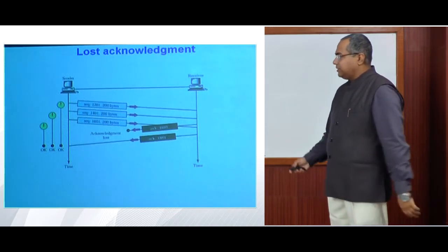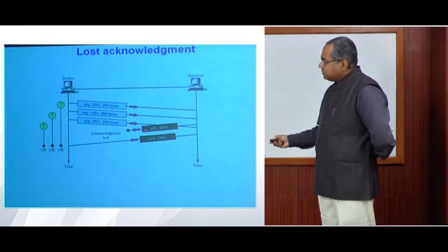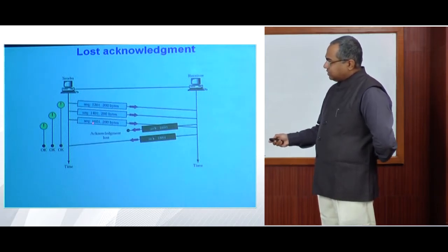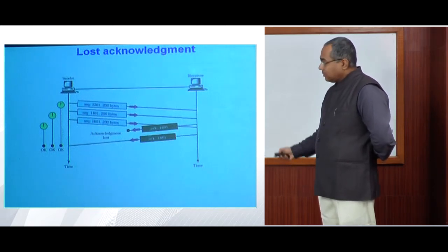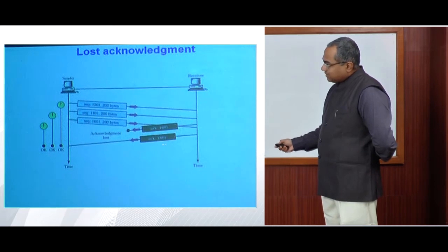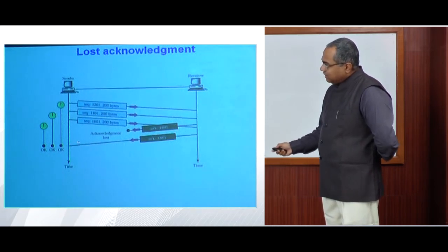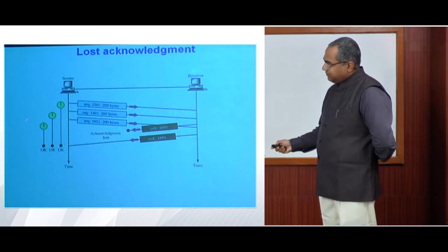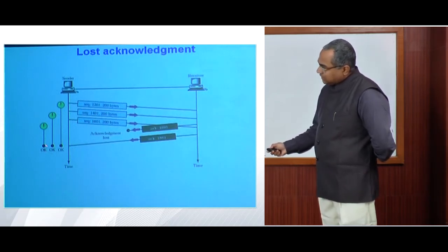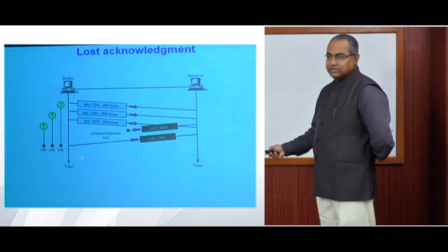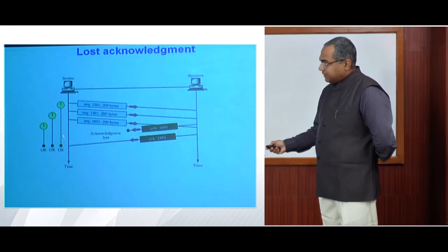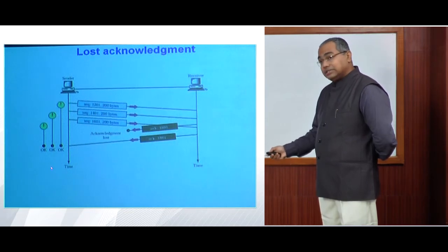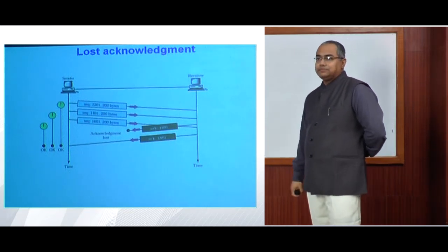Let us take the example a bit further. Third segment's sequence number was 1600 with 200 bytes. My acknowledgement should have been 1800. Now see here, this acknowledgement 1800 is received by the sender within timeout period of third segment as well as second segment. Understand it clearly and carefully. Acknowledgement of third segment is received within the timeout period of third segment as well as second segment.